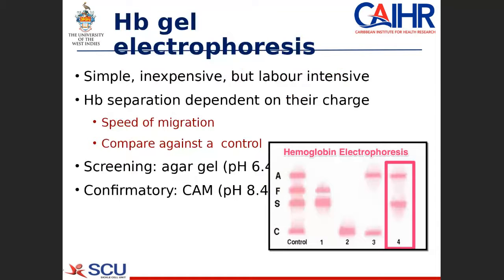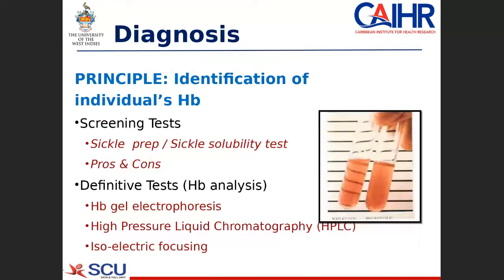Okay. With regards to definitive tests, the screening test, as I said, does have its benefits, but it does have its limitations. So ideally, you want to do a definitive test, a test of hemoglobin analysis, of which there are different types. The common one, or the very old-time method, is hemoglobin gel electrophoresis. And then we have the newer methods, HPLC and isoelectric focusing.